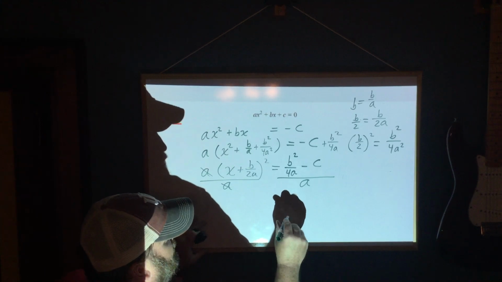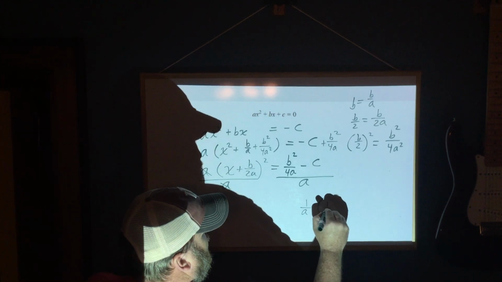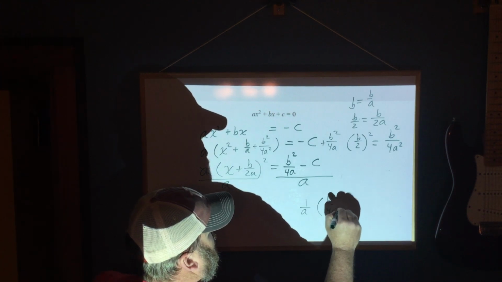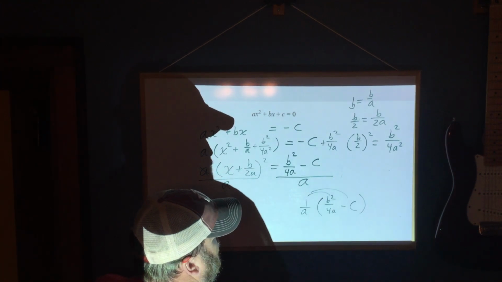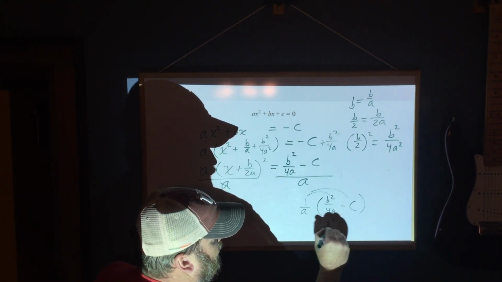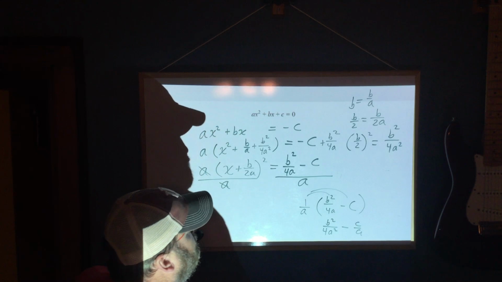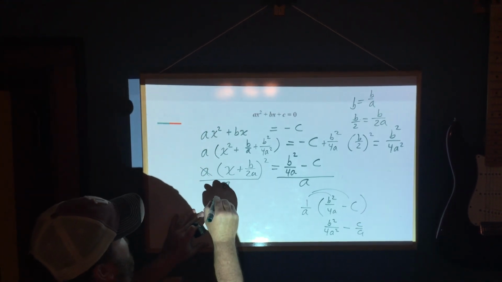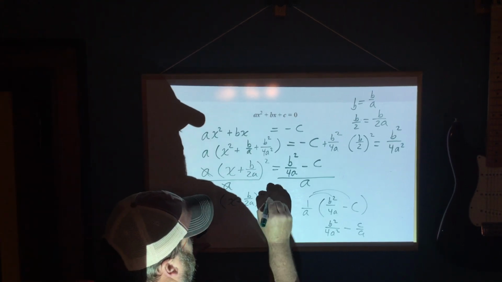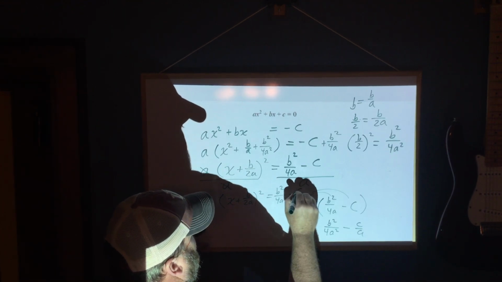Dividing by A is the same as multiplying by 1 over A. So let's take this and act as if we're distributing that. Well, do you see, 1 over A times this would just put the squared back there, so I'd get B squared over 4A squared, and then here I would get C over A. So I have (x + B/2A) squared equals B squared over 4A squared minus C over A.